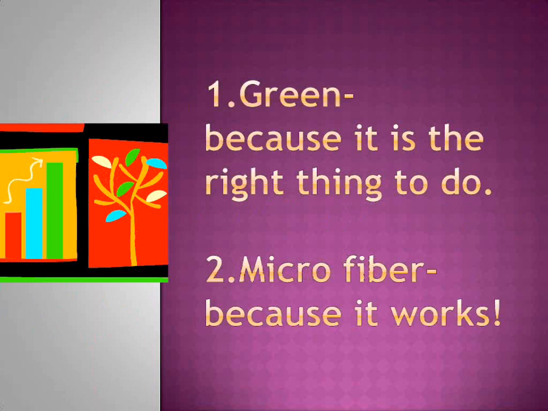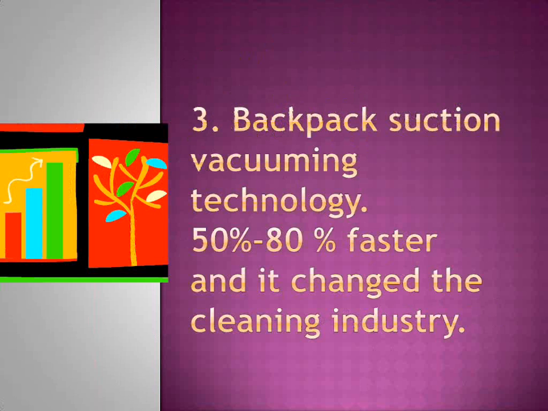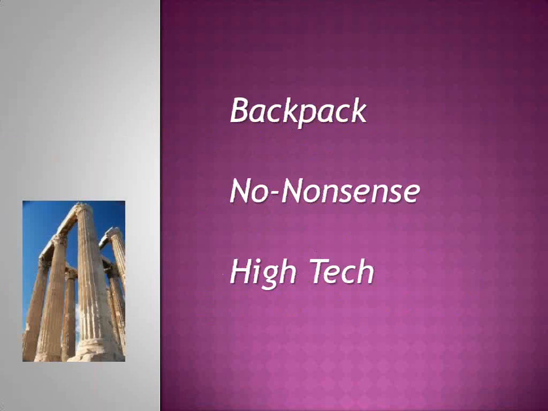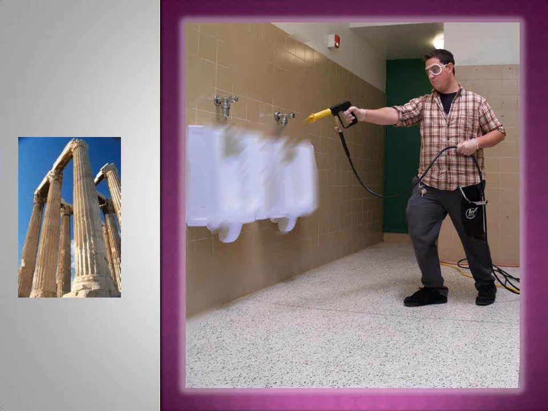Let's talk about the second pillar, and that's microfiber. Why do I use microfiber? Because it works. Microfiber makes it happen. The third is backpack suction vacuuming technology. Why? Because it's 50 to 80% faster than upright vacuum cleaning, and it changed the cleaning industry. Backpacks are no-nonsense high-tech. I want to talk about spray and vacuum restroom cleaning. It's 50% faster, it cleans healthier, and it's changing the cleaning industry.